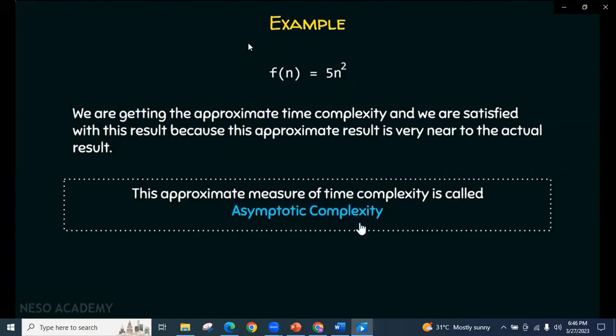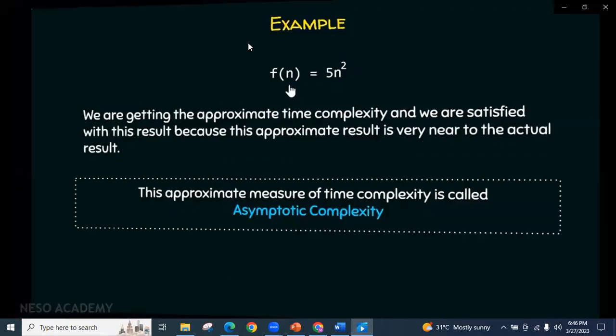We already know this fact that time complexity depends on the size of the input. As you increase the size, you can see the time complexity changes. So it depends on the size of the input and we are happy with this result.